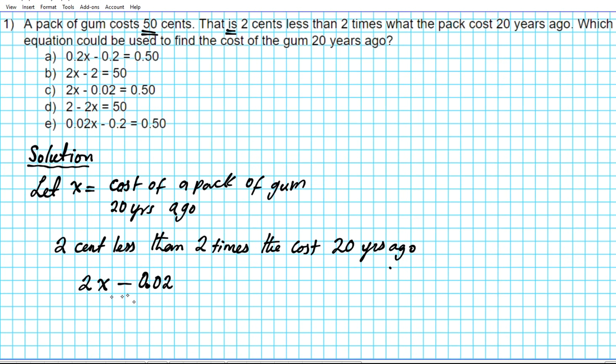We know that this expression is equal to the cost of gum right now. So the current cost of gum is 50 cents. So 2 cents less than twice the cost 20 years ago is equal to the current cost, which is 50 cents, 0.5. So that's how you build the equation. And the answer to question number 1 is option letter C.